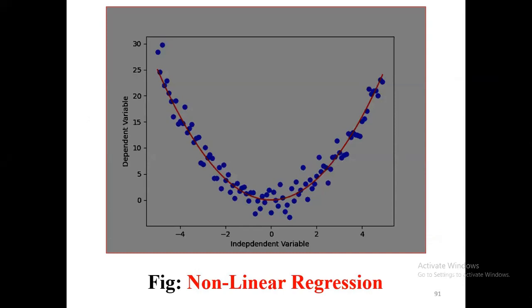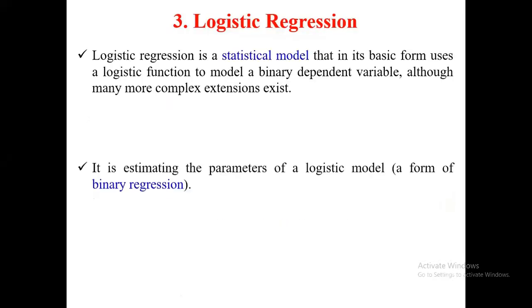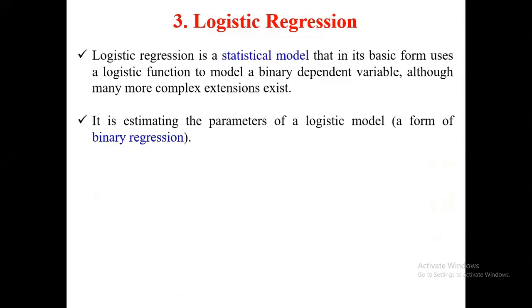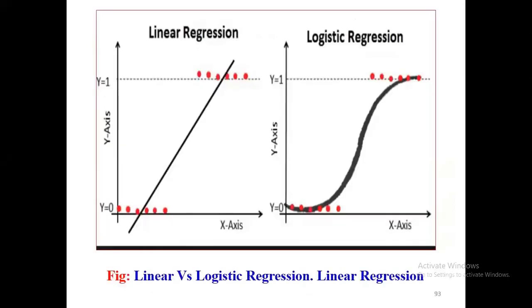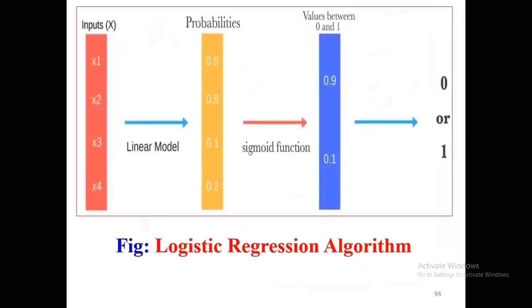Again, I'm going to execute in the command prompt one more, logistic regression. Logistic regression is a statistical model that in its basic form uses a logistic function to model a binary dependent variable, although many more complex extensions exist. Okay, so this is the formula we have used in logistic regression. The difference between linear regression and logistic regression: the logistic regression algorithm derives 0 or 1 finally.